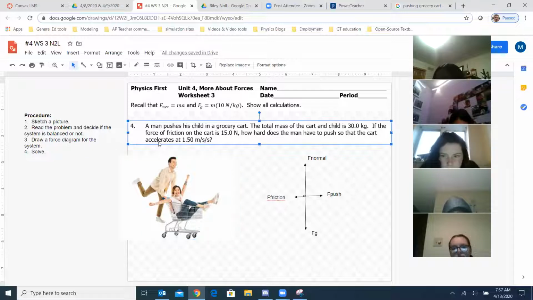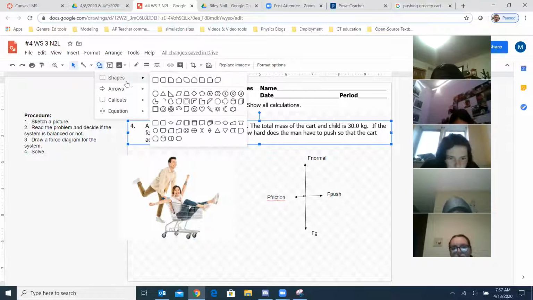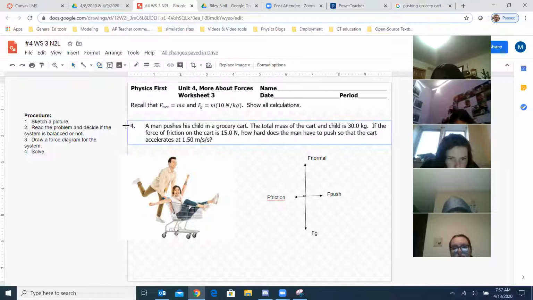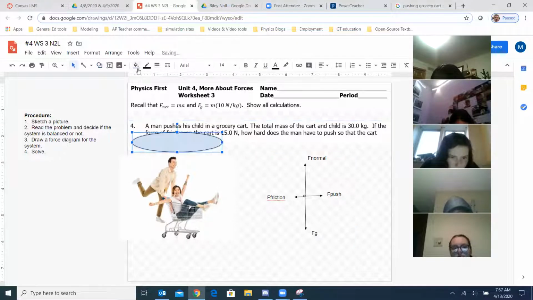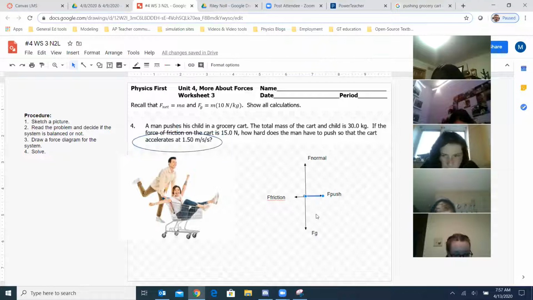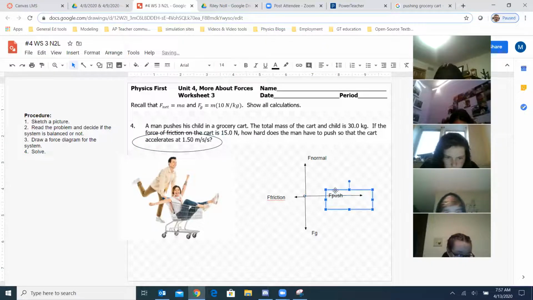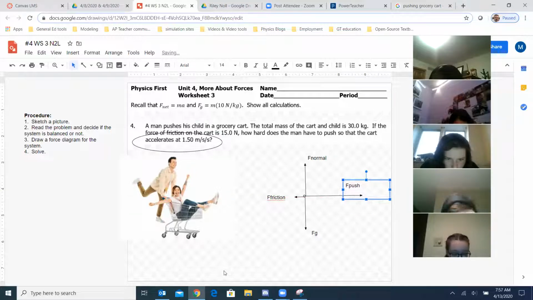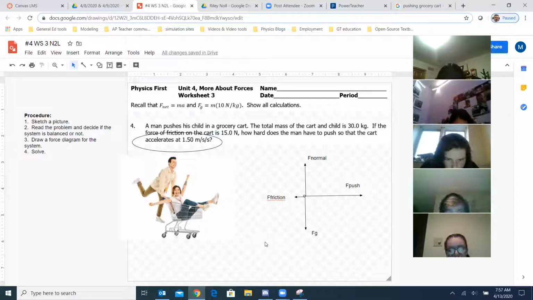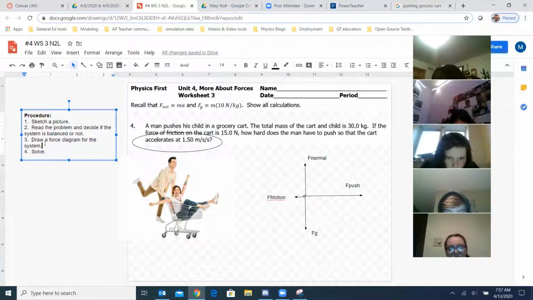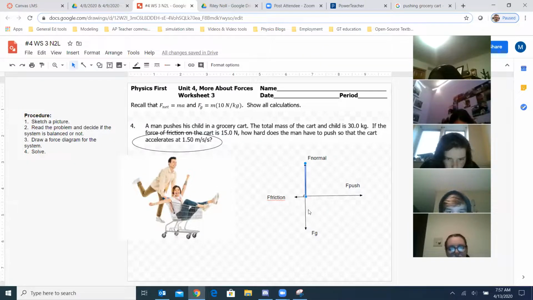Then it says read, figure out if it's balanced or not. Well, it says it accelerates. It's accelerating. So that means it's not balanced. So hopefully you can see the push force. Maybe I'll make it a little longer. The push force is much bigger than the friction force. But the weight force, the gravity, and the normal force, they are balanced. Okay. So I got that done. Then it says draw a force diagram. So I've got my force diagram here.